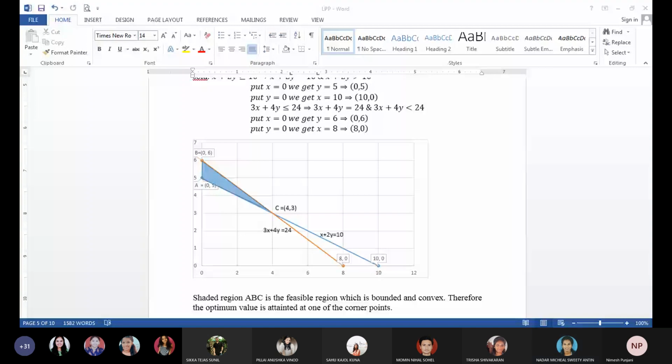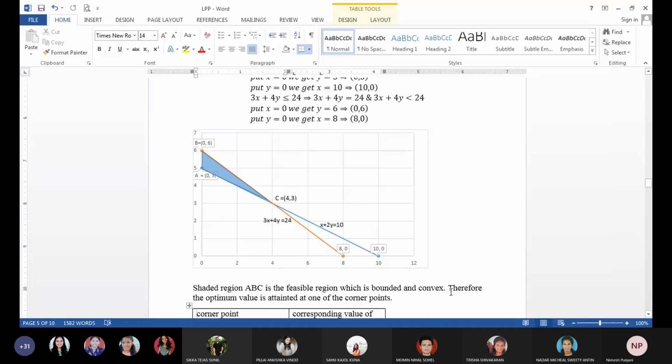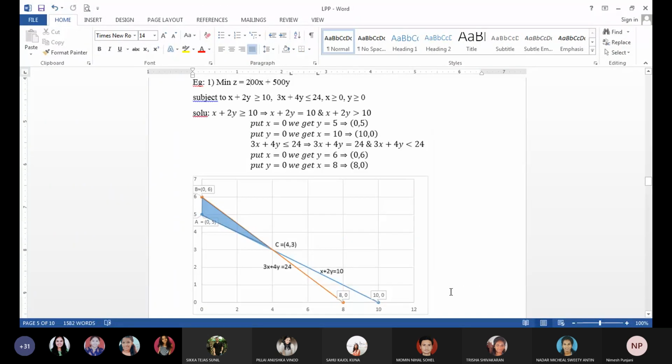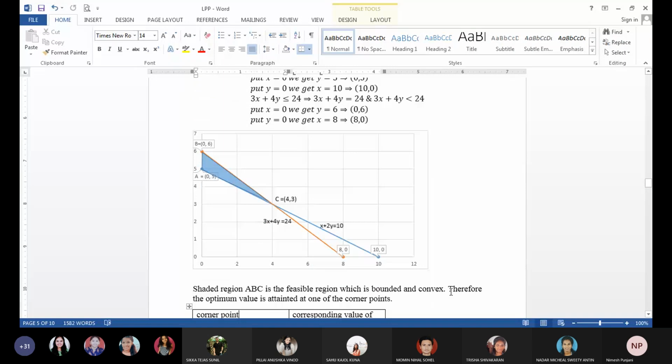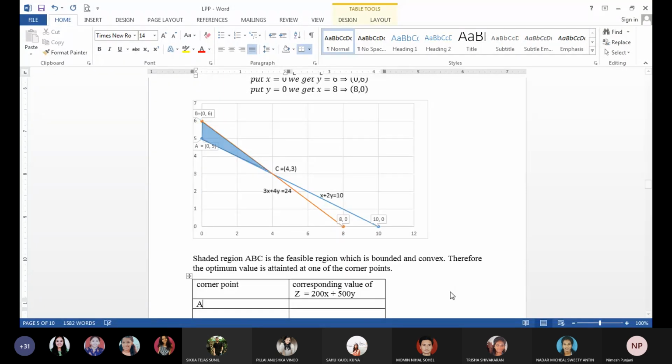Yes, sir. Clear. Okay. So the shaded region ABC is the feasible region which is closed and bounded, and you can see it is also a convex region. Therefore, the optimum value is attained at one of the corner points. In this case, the optimum value will be the minimum value of z, that is the minimum value of the objective function. So for that, we take the corner points and find the value of the objective function at the corner points.